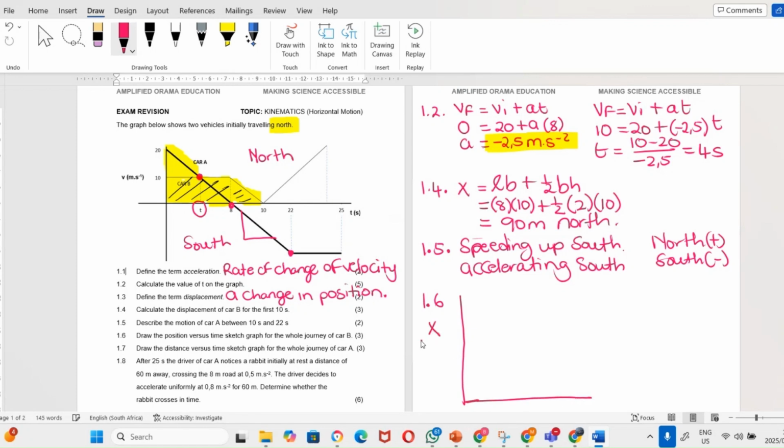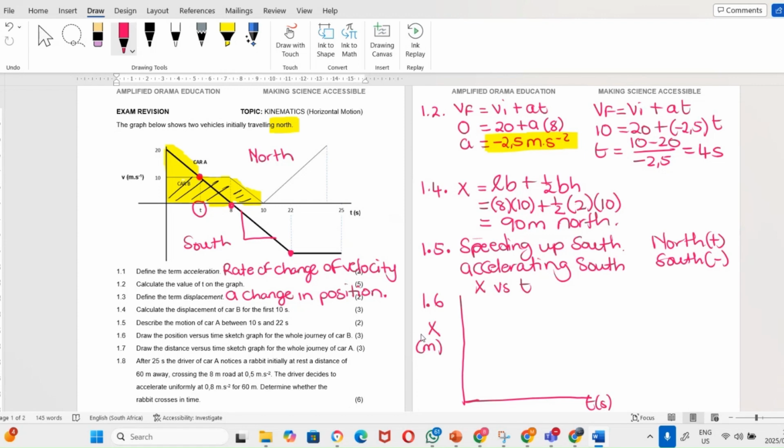All right, so that would be your position, x in meters, and your time in seconds. This would be your x versus time graph. This is not drawn to scale. We can see that for the first 8 seconds, car B is traveling at a constant velocity.